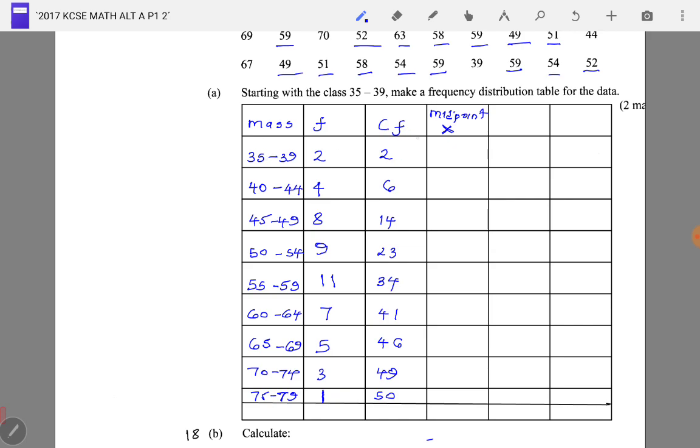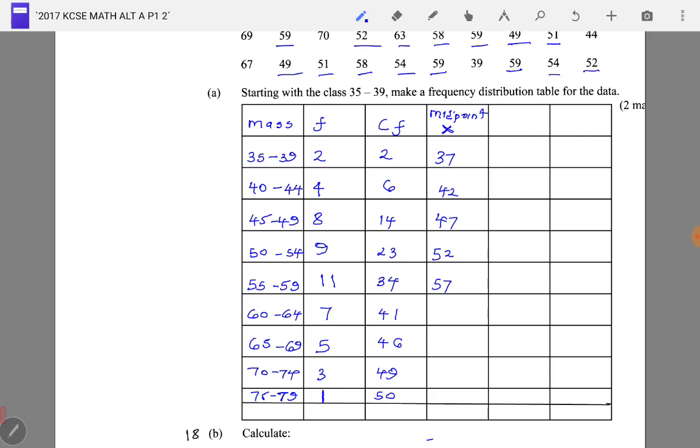So for the first midpoint, we have 35 plus 39 divided by 2, which is 37. The second midpoint, 40 plus 44 divided by 2, is 42. The third midpoint is 45 plus 49 divided by 2, which is 47. The fourth midpoint, 50 plus 54 divided by 2, is 52. The fifth midpoint, 55 plus 59 divided by 2, gives us 57.